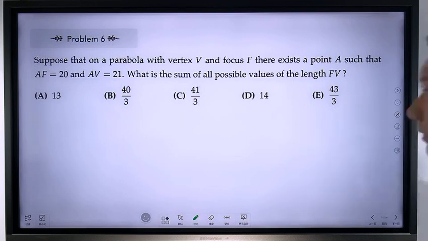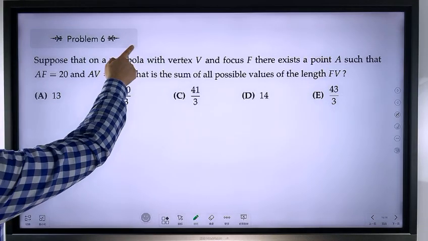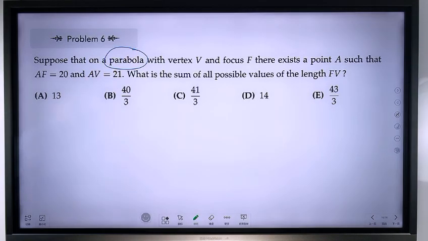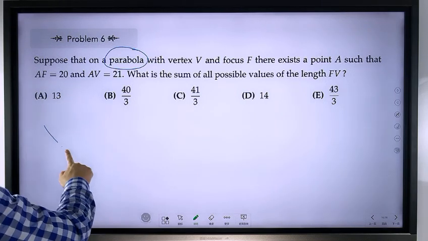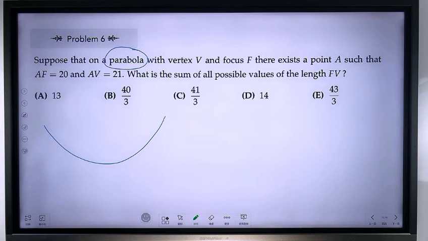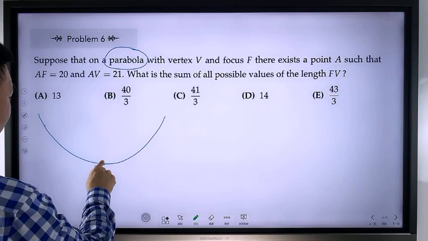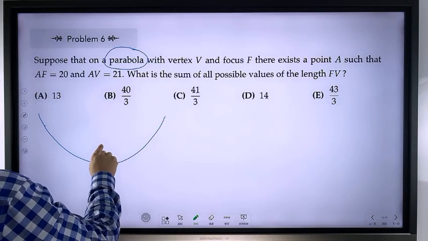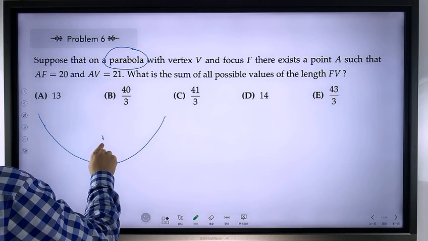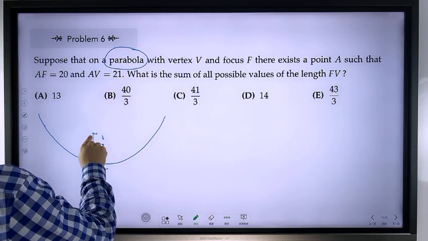And problem 6, I think, is hard in the sense that we have a parabola again, which is a coordinate geometry problem. So what does a parabola look like? It's easy to draw a parabola, which means we just draw a bowl. Okay, with vertex V and focus F. So V would be the lowest point, and F would be something here.